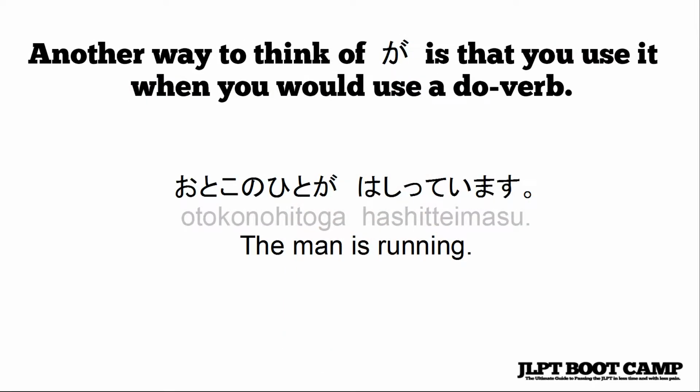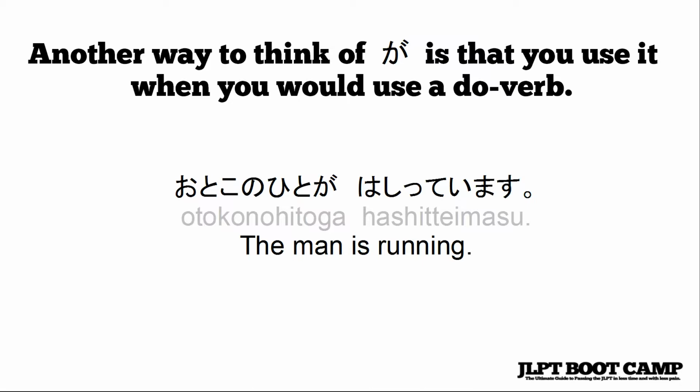Another way to think of ga, one simple rule, is that you can use it when you would use a do verb. So, for example, otoko no hito ga hashite imasu. The man is running. So we're using a do verb there. The man is doing an action, it's running, so we use ga. Of course, this is true for, again, common nouns. We would use ga. If it's a proper noun, a name, one of a kind, we would use wa to mark it in this situation.